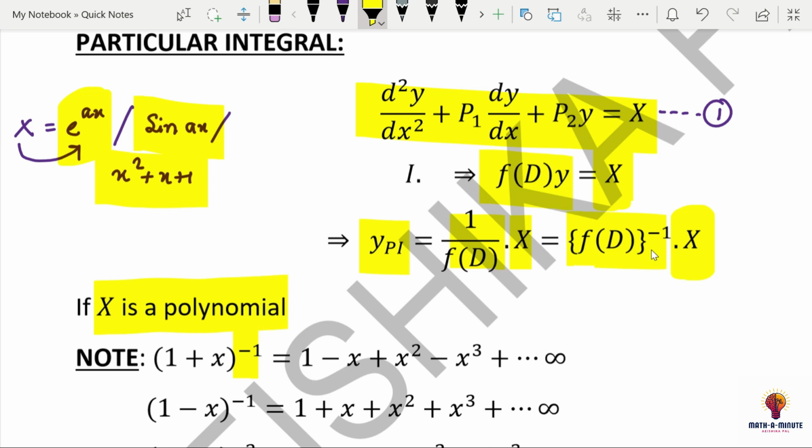Before explaining how to apply this for a polynomial function, let me discuss the expansion of (1 + x) to the power minus 1, which equals 1 minus x plus x square minus x cube, up to infinity. And (1 minus x) to the power minus 1 will be 1 plus x plus x square plus x cube, up to infinity. Okay. So let me discuss this method with a few examples.